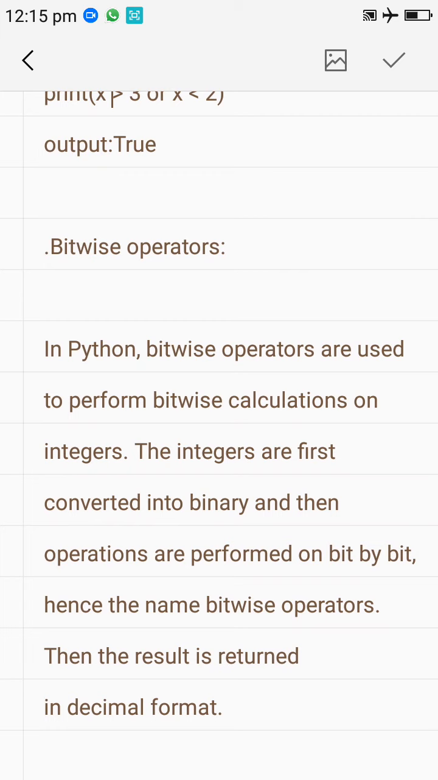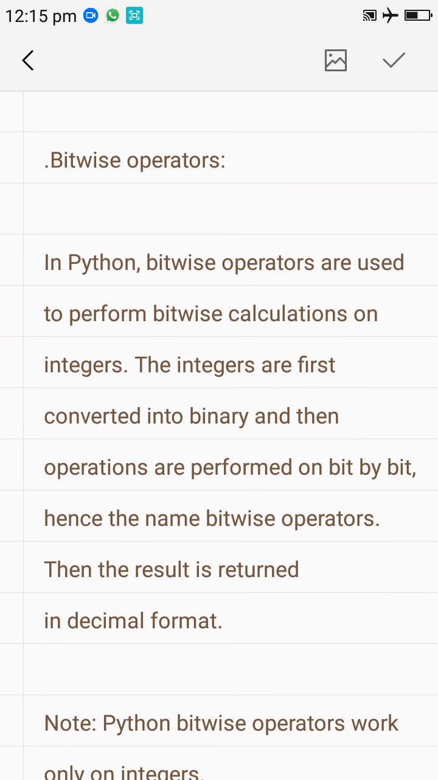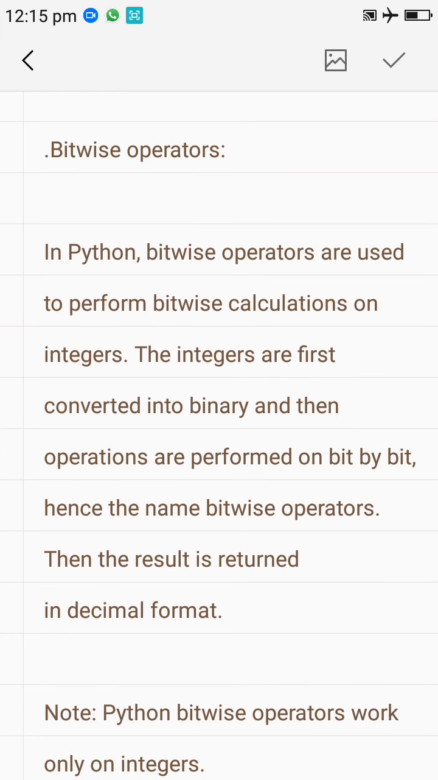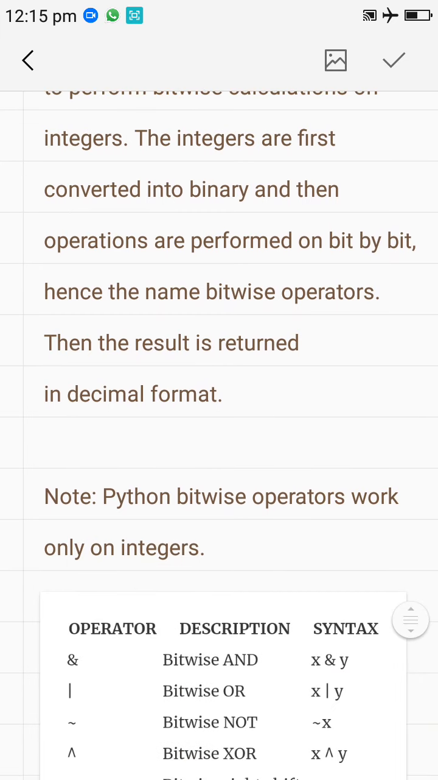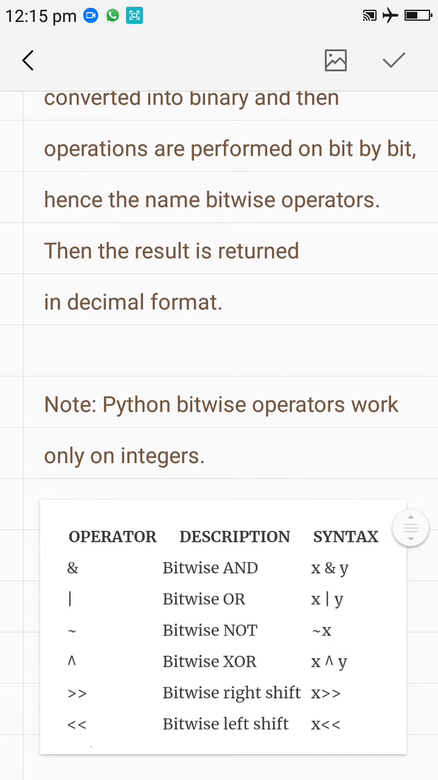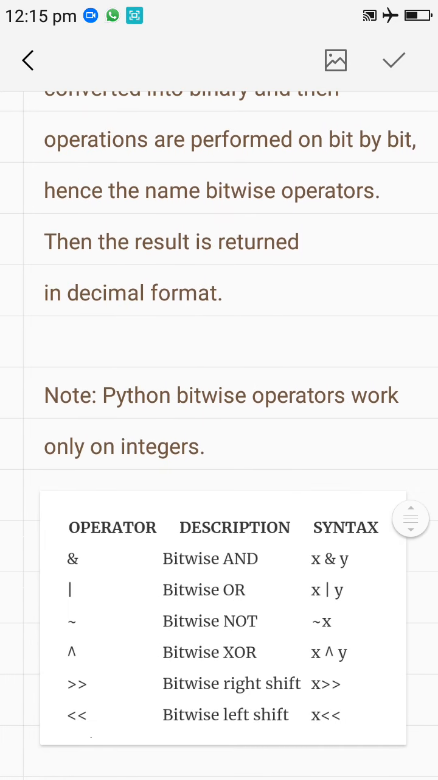Next operator we have is the bitwise operator. In Python, bitwise operators are used to perform bitwise calculation on integers. Just keep in mind, integers. The integers are first converted into binary and then the operation is performed bit by bit, hence the name bitwise operator. Then the result is written in decimal format. So note one point: Python bitwise operators work only on integers. So firstly you have to convert into integer, then we can perform bitwise operation.